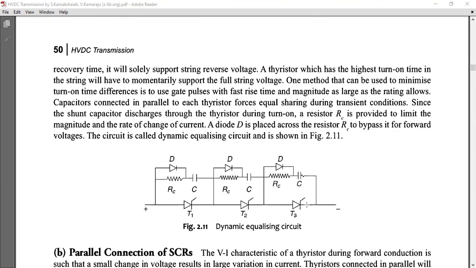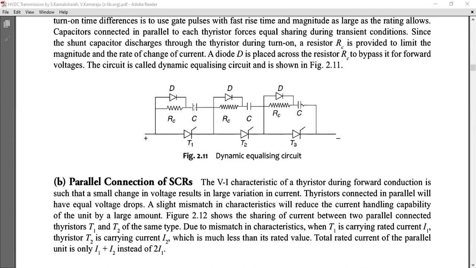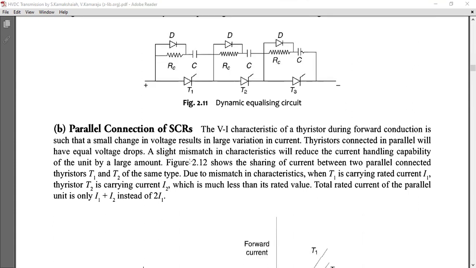So see here, another type of connection is using diodes and capacitors. This is one method to minimize the turn on time differences. Here the use of capacitors forces the thyristors to share equal voltage during transient conditions, and the discharges are also the same.